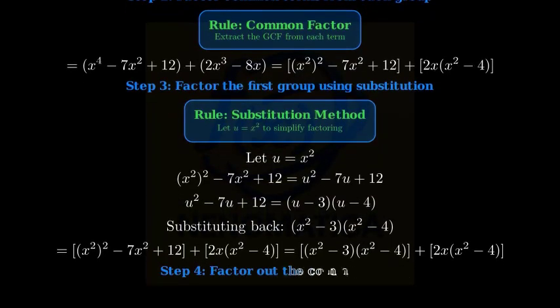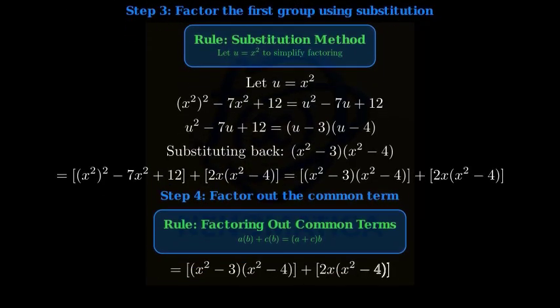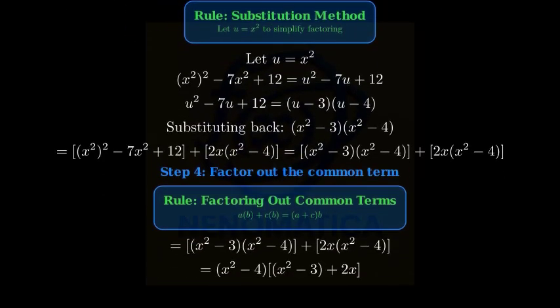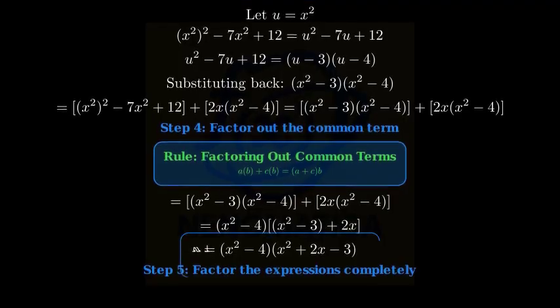Step 4. Now let's look at both groups. We notice that x squared minus 4 is a common factor. We can factor it out to get x squared minus 4 times x squared minus 3 plus 2x. Step 5. We can factor these expressions further.